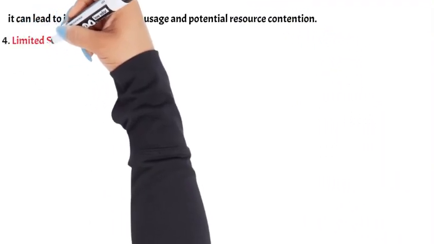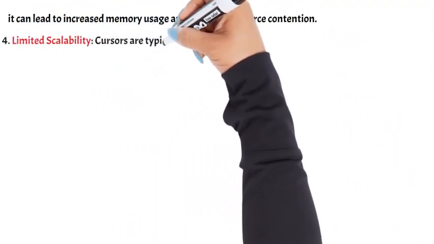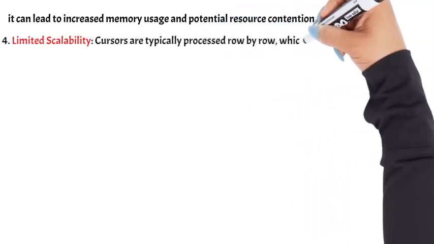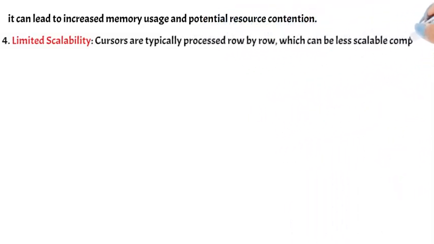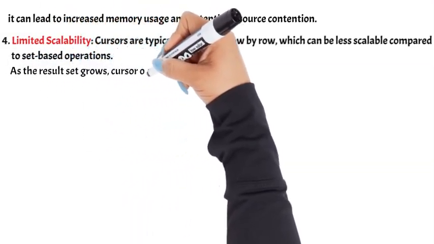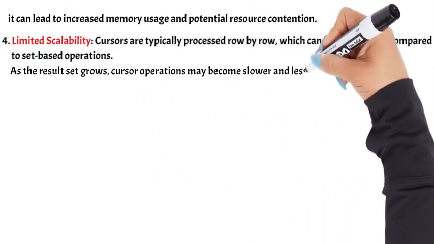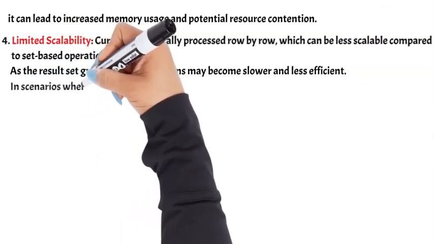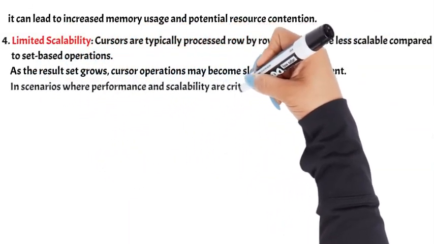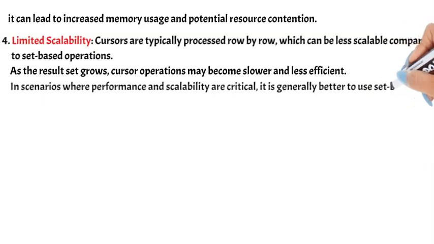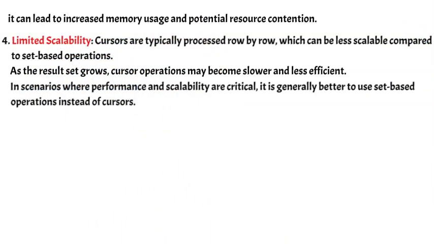4. Limited scalability. Cursors are typically processed row by row, which can be less scalable compared to set-based operations. As the result set grows, cursor operations may become slower and less efficient. In scenarios where performance and scalability are critical, it is generally better to use set-based operations instead of cursors.